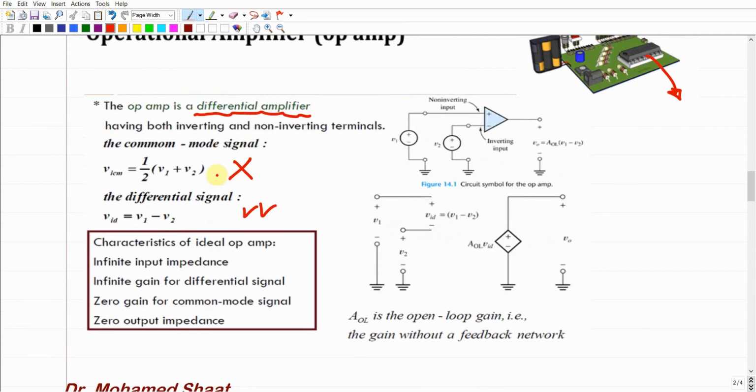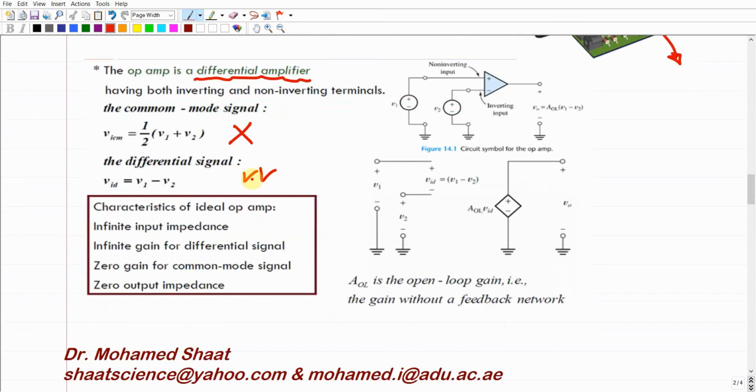For the ideal case, the gain of the common mode signal should be zero, and the gain of the differential signal should be infinity. What does infinity mean? It means that we end up with all of this signal and nothing is lost, and in the ideal case this is achieved as long as the gain tends to infinity. In the practical use of this amplifier, the gain for the differential signal is within the range of 10 to the power 5 up to 10 to the power 6.